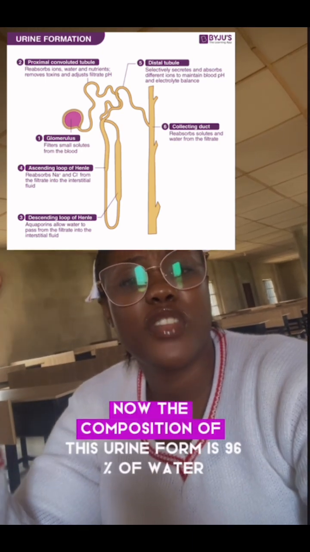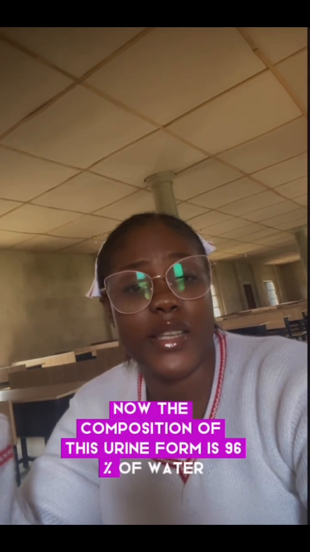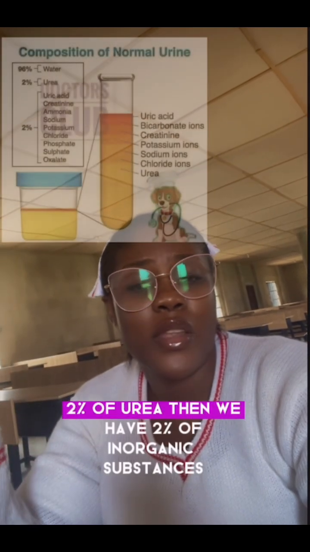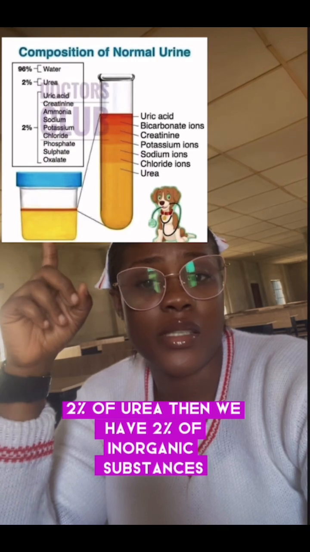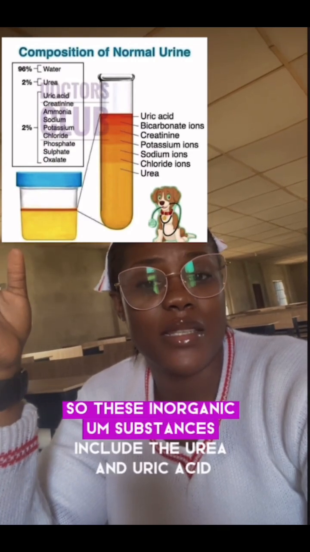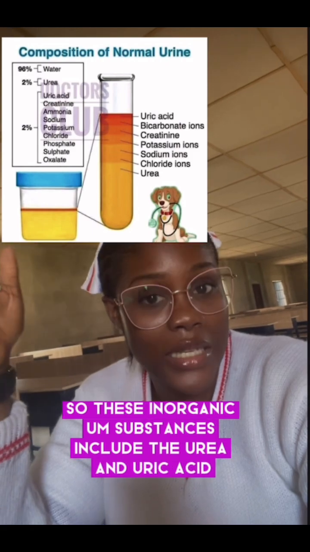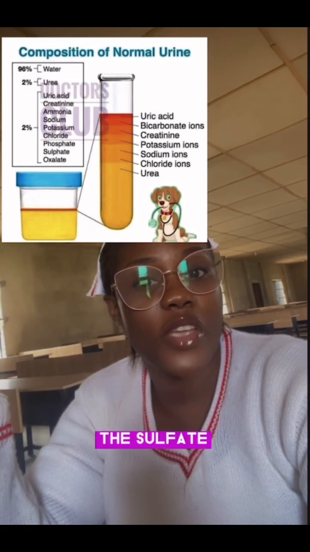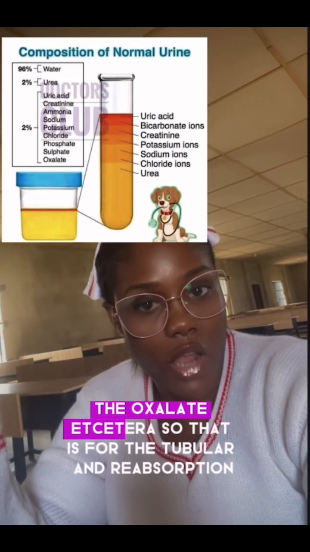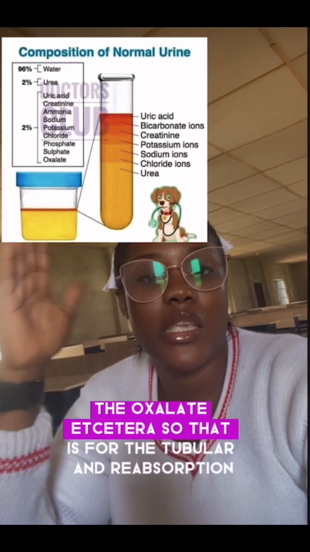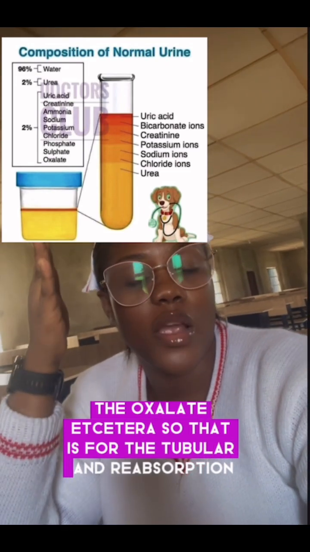Now, the composition of this urine formed is 96% of water, 2% of urea. Then we have 2% of inorganic substances. So these inorganic substances include the urea, uric acid, the creatinine, the ammonium, the sulfate, the oxalates, etc. So that is for the tubular reabsorption.